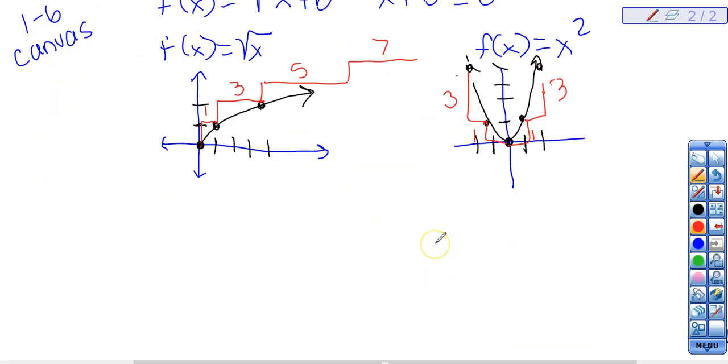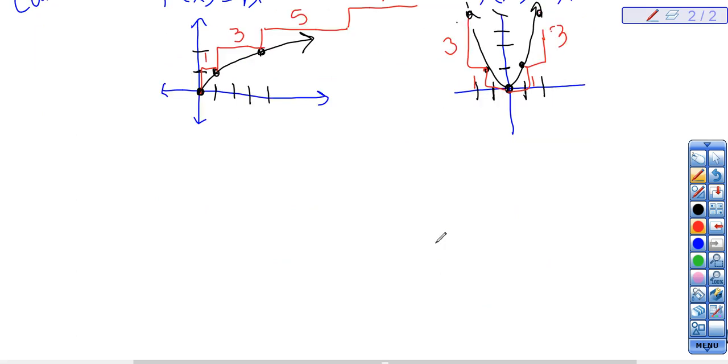Please remember, multiplication and addition are commutative, subtraction and division are not. 1 through 6.